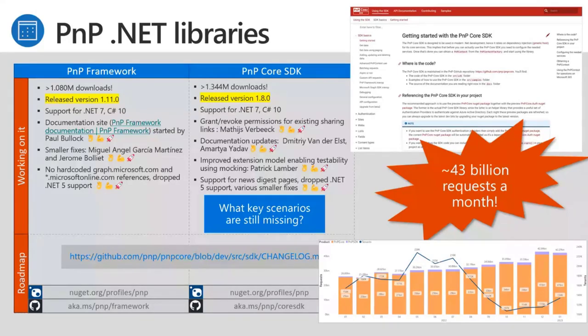And usage is steady, around 43 billion requests a month. Number of tenants went up, so we are at 134,000 tenants in January that used the .NET library. So that's pretty good. But moving now to PowerShell. Gautam, up to you.